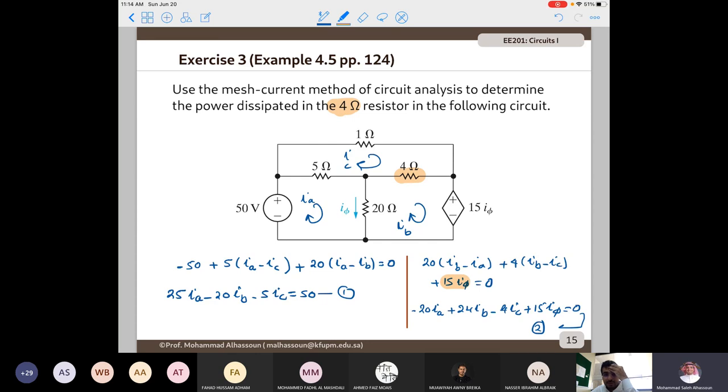So what's the power dissipated in the 4-ohm resistor? We said it's the current squared multiplied by the resistance. What is the current passing through the 4-ohm resistor? Which one? The current passing through the 4-ohm resistor. So this is the 4-ohm resistor. What's the current passing through it, in order to find the power?